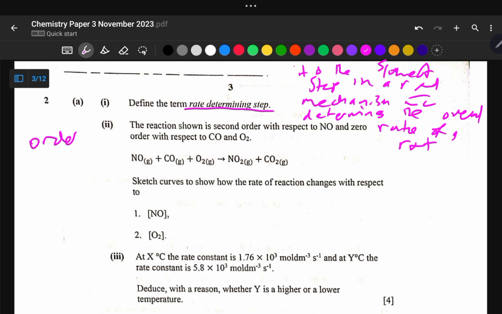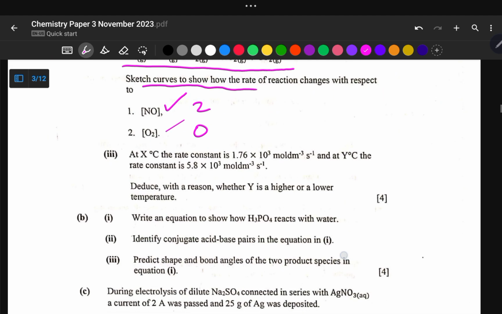And then the reaction shown is a second order reaction with respect to nitrogen monoxide, and a zero order reaction with respect to carbon monoxide and oxygen. So this is the equation, right? And then we are required to sketch the curve to show how the rate of a reaction changes with respect to nitrogen monoxide and oxygen. So we are told that this one is second order, and this one is zero order.